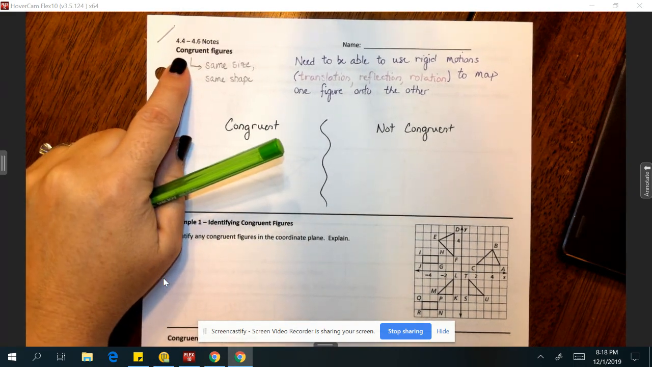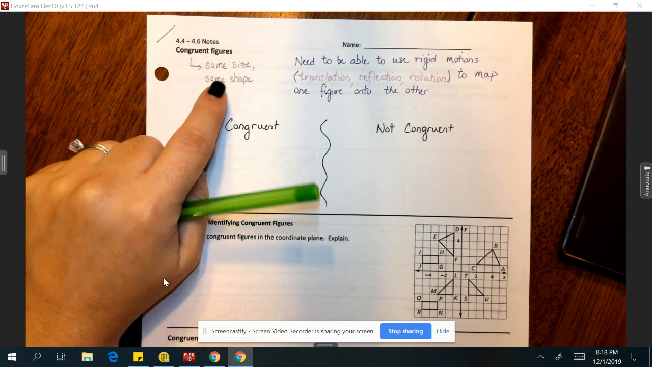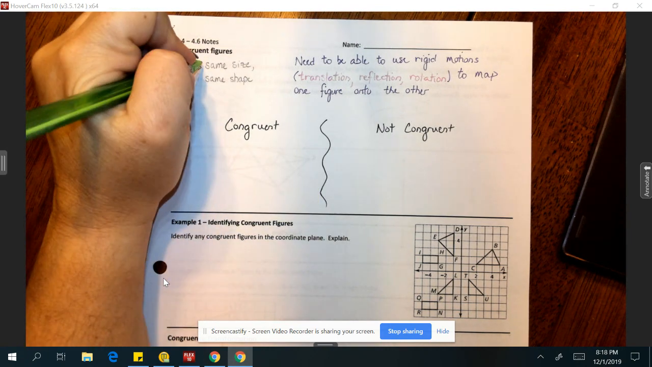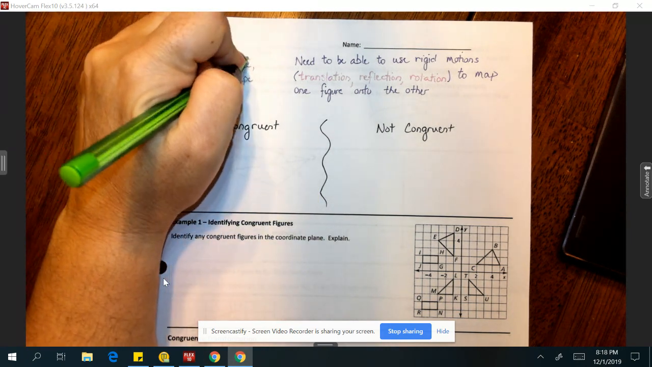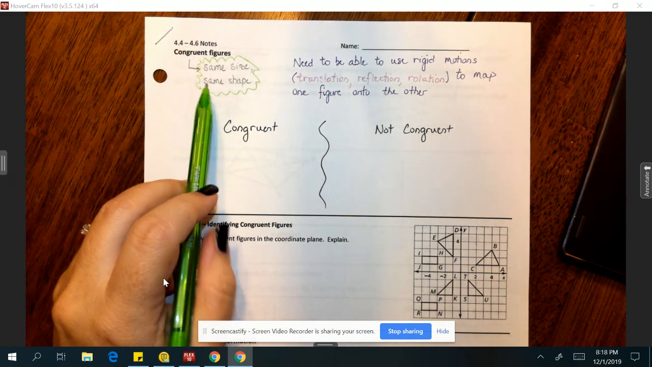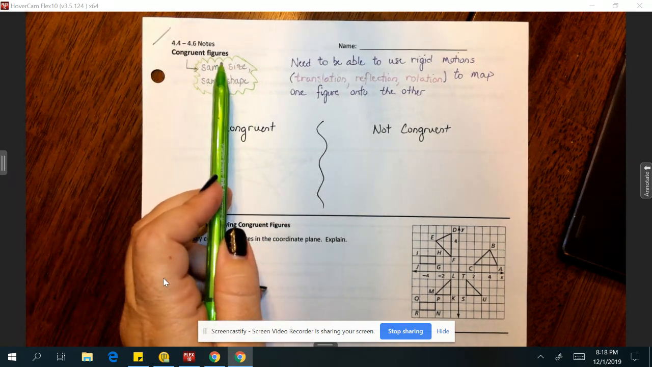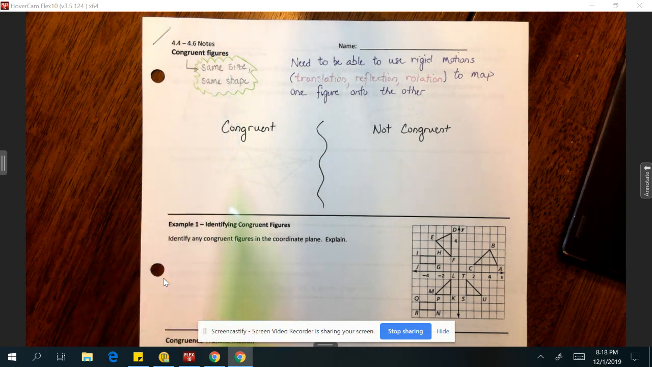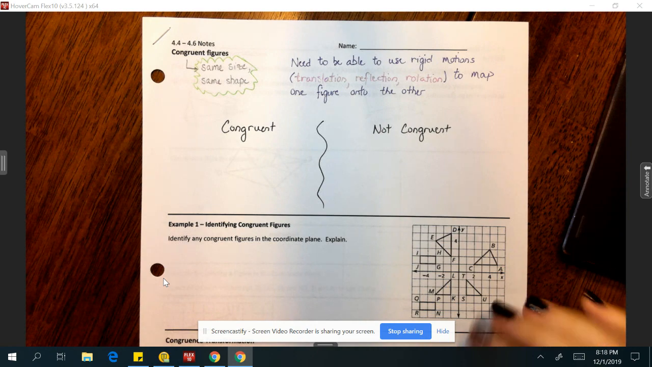We've already talked about the word congruent. It means something is the same size and the same shape. Put a bubble around that. So that is not anything new. Okay, so now when we're going to talk about congruent figures, it's no longer just congruent line segments or angles. These could be any polygon.